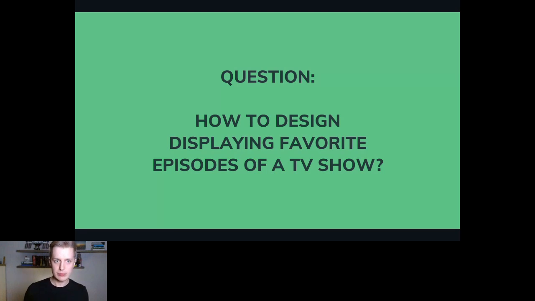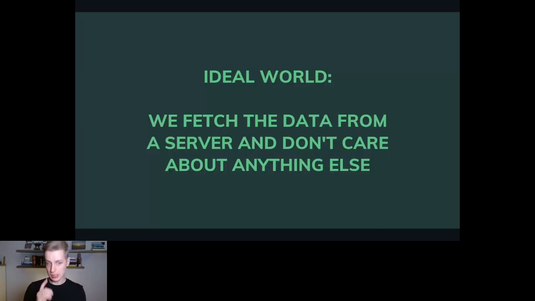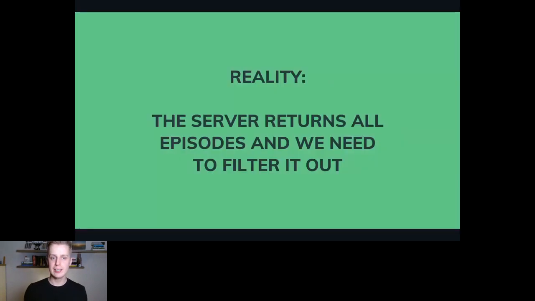So, in the ideal world, we simply fetch all favorite episodes from a remote server, and we don't have to care about anything else. But unfortunately, reality is totally different, and we probably end up with a scenario where the server returns all of the episodes, and we need to filter them on the app side. And where does the filtering logic go?